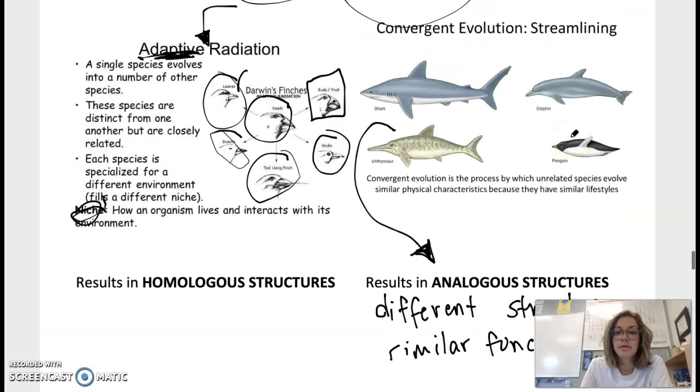The example of the shark, the ichthyosaur, the dolphin, the penguins, they all needed to evolve some form of fin, but when you look at their bones of the fins and how they use them, it's very different.